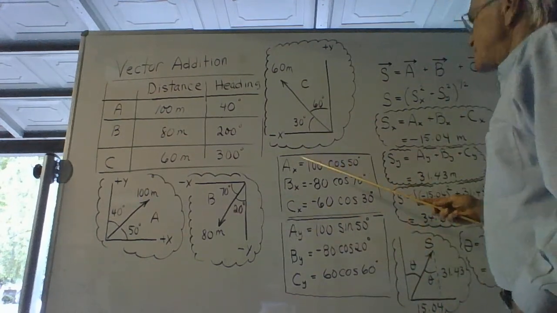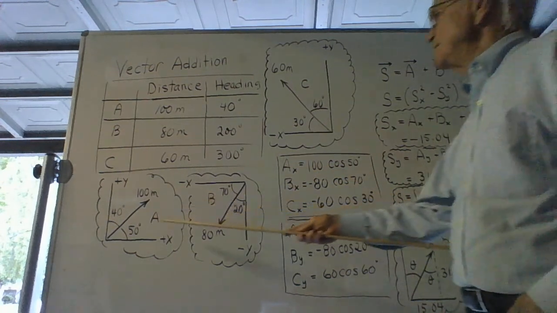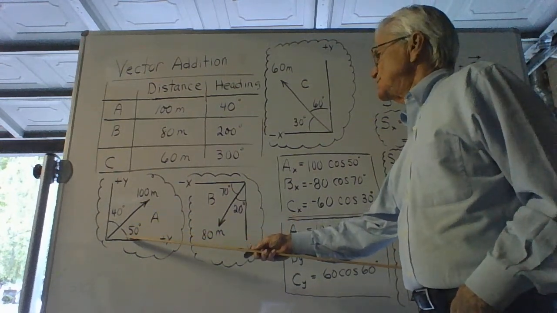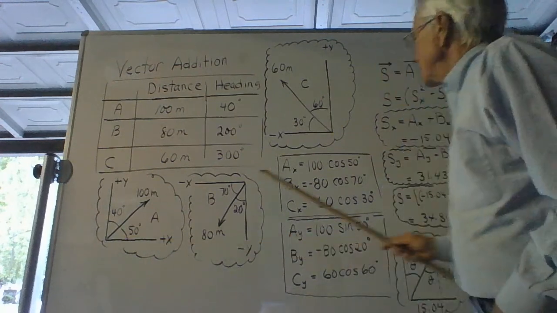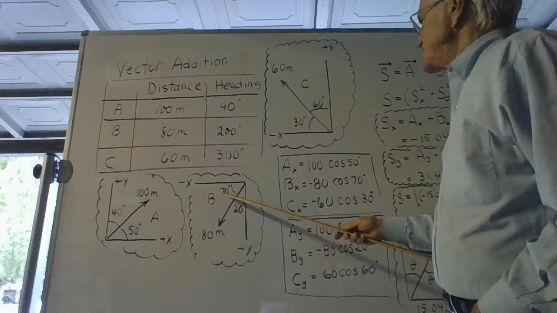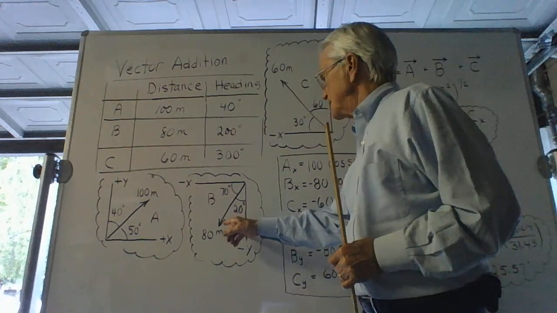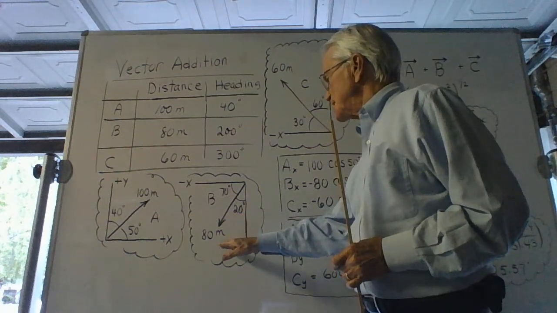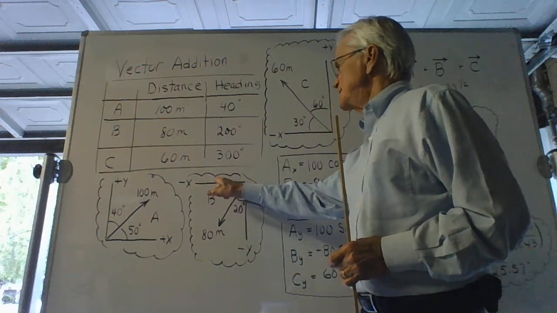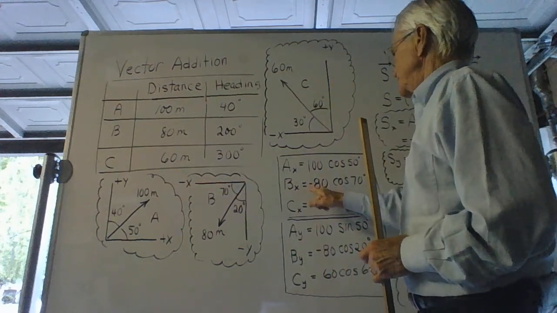We first find the separate x components of A, B, and C. A sub x, shown here, is the hypotenuse, 100 meters, times the cosine of 50 degrees. B sub x is the hypotenuse 80 times the cosine of 70, but it's a negative sign because the shadow created by that arrow due to a light shining upward from below would lie along the negative portion of the x-axis. Hence there's a negative sign there.